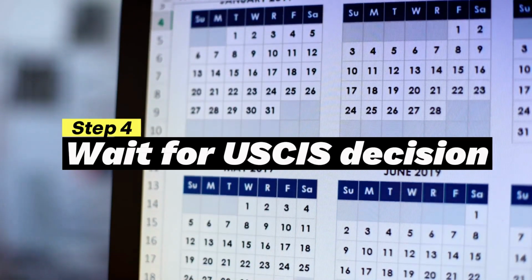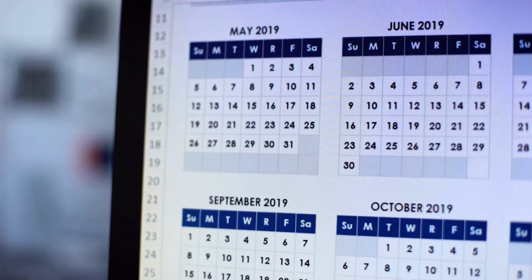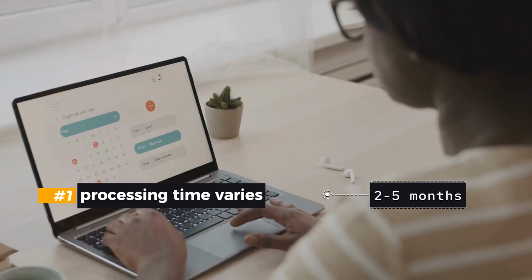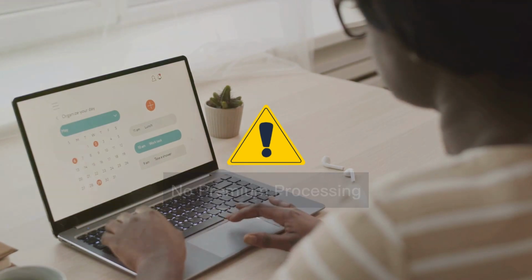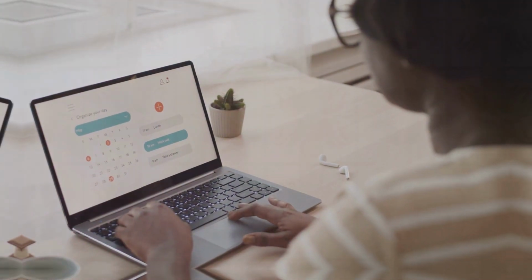Step 4. Wait for USCIS decision. After submitting your application, the waiting begins. Processing times can vary, typically ranging from 2 to 5 months. Unfortunately, there's no premium processing option for the I-539, so patience is key.